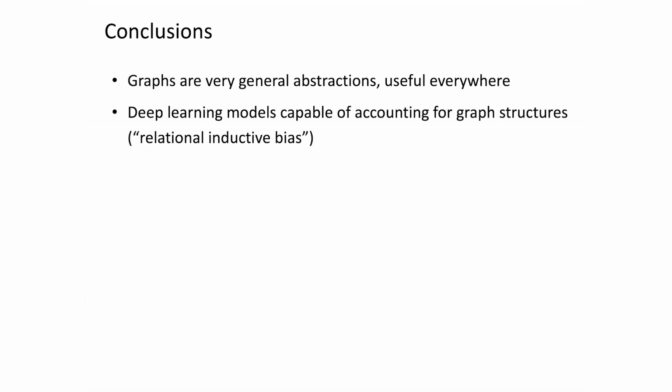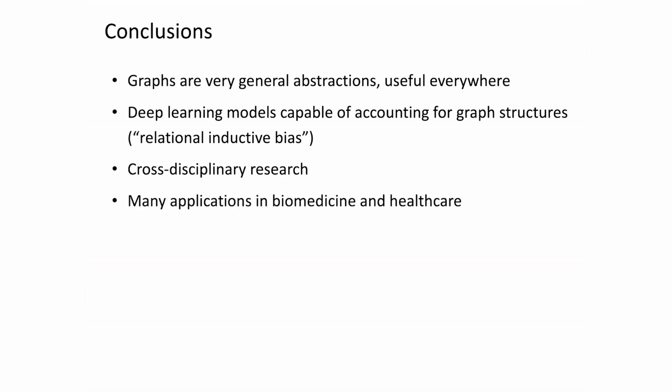So to conclude, graphs are very general abstractions. They're useful everywhere, and deep learning models that are able to incorporate the structure, what we call relational inductive bias, are the right kind of learning architectures for these types of data. It is very cross-disciplinary research. I focused mainly in this talk on applications from the biomedical domain, where indeed there are many, but graph neural networks are nowadays used everywhere, from social networks to particle physics. It is a very hot field in machine learning.